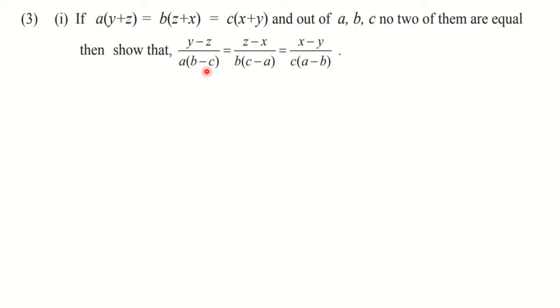That means what? See, why is this condition given? Because in the denominator you see b minus c. If they are equal, then this bracket is going to become 0. And you know that 0 cannot appear in the denominator. So this condition is given, that no two of them are equal. That means a is not equal to b, b is not equal to c, and a is not equal to c. Understood why this condition is given? Because if they are equal, the denominators are going to become 0, which is meaningless in this case.